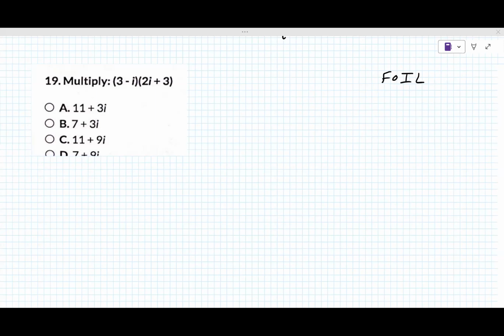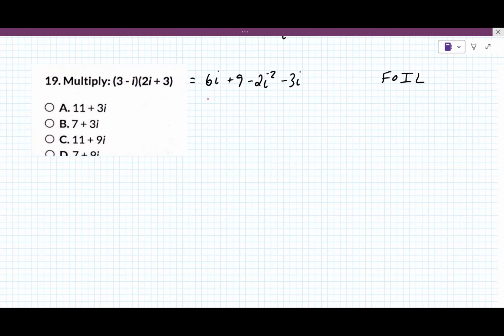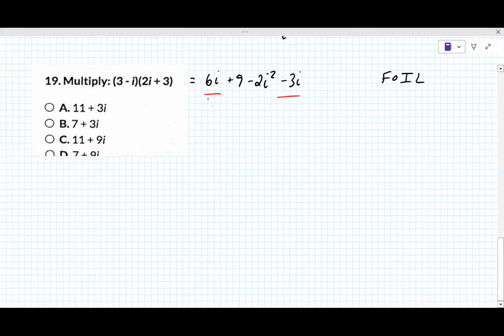So far with the foiling, I got 6i plus 9 minus 2i squared plus minus 3i. Perfect. Okay, so kind of like earlier, you're going to combine like terms here, like 6i and minus 3i, that becomes plus 3i. And notice that gets you down to either A or B.